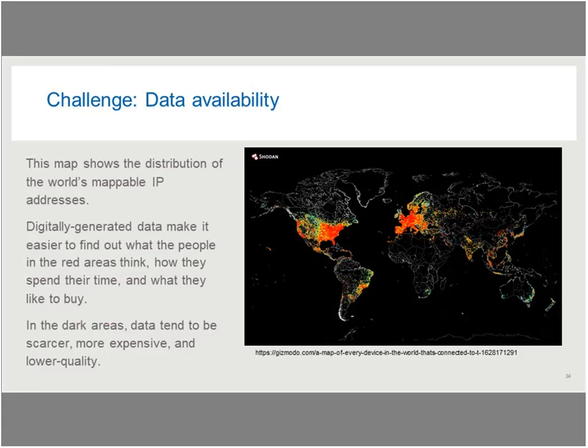And so digitally generated data are mostly coming from the areas that are red, and very little data are coming from the areas that are shaded darker. And so for the people who live in those red areas, it's a lot easier to find out what they think and how they spend their time and what kinds of things they like to buy. And it's easy to become very informed about the people in those areas. In those darker areas, data are going to be more scarce, more expensive, and lower quality. And so that's a struggle that we often have in the development field, that the areas we're most interested in are the areas that it's hardest to get information about. Next slide, please.